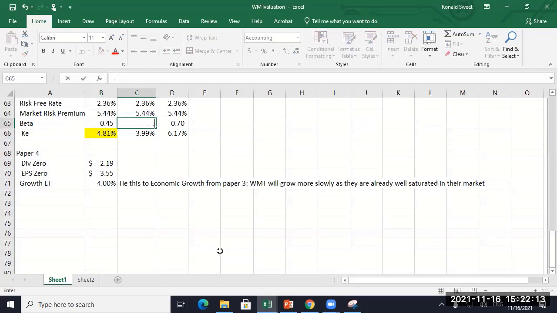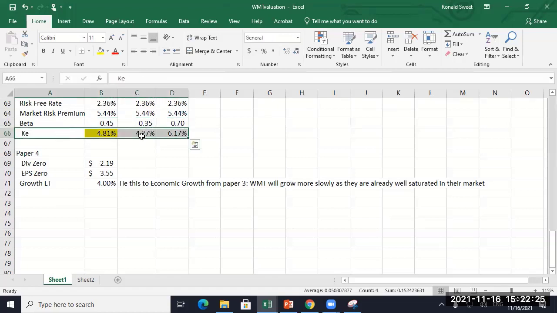So I'm probably going to go up here and say my base case, my low case, my best beta case, which is my lowest beta, I'm going to use 0.35. All right. So that's the point where you might make an adjustment. This discount rate must be higher than your growth rate. If that's not the case, you just can't do the valuation. But you've already done that economic growth number in paper 3. Just go back and reference it.